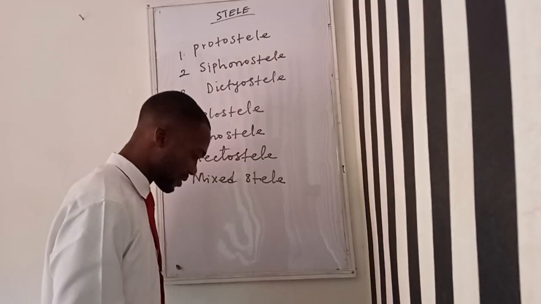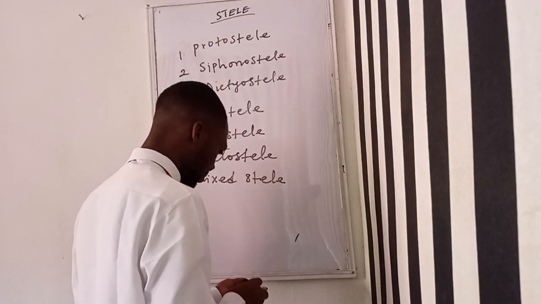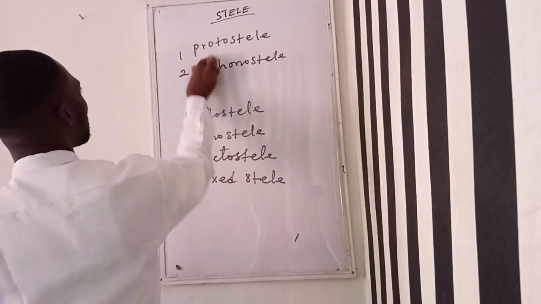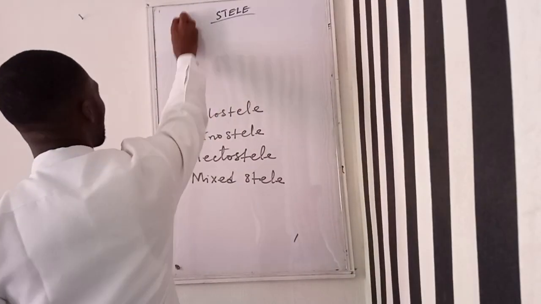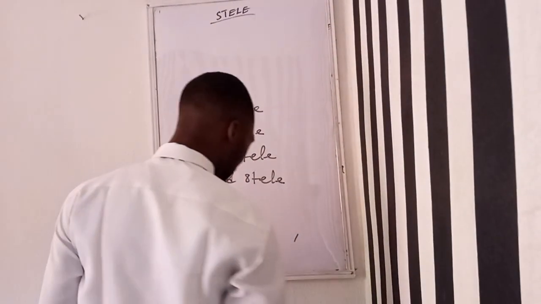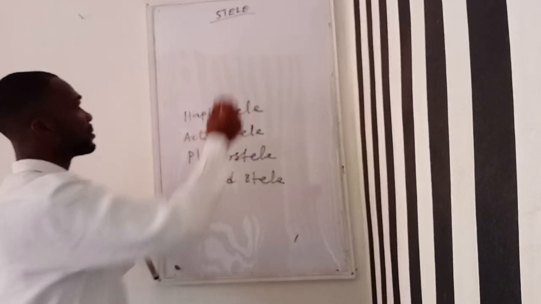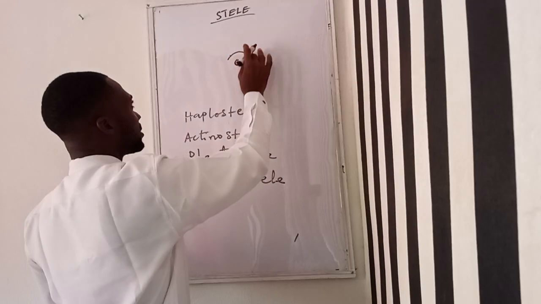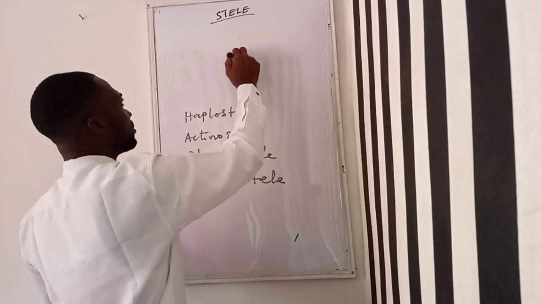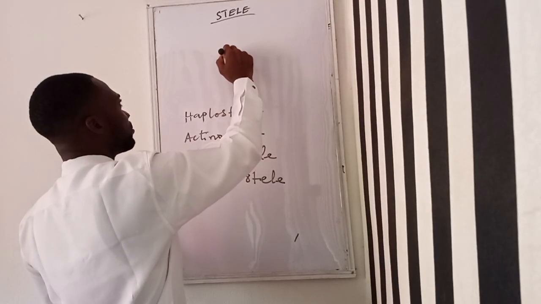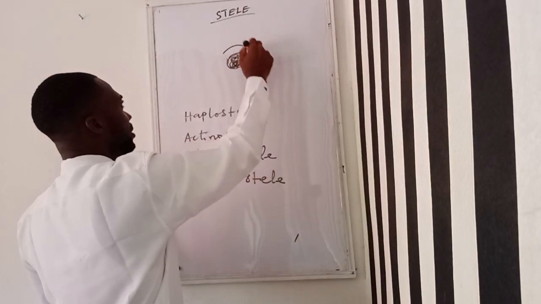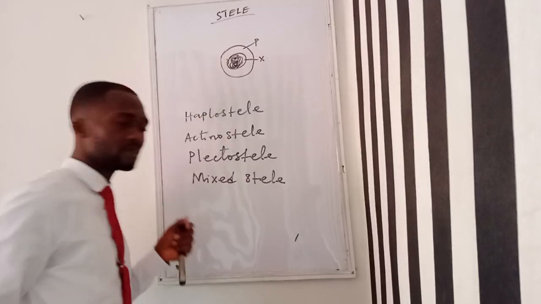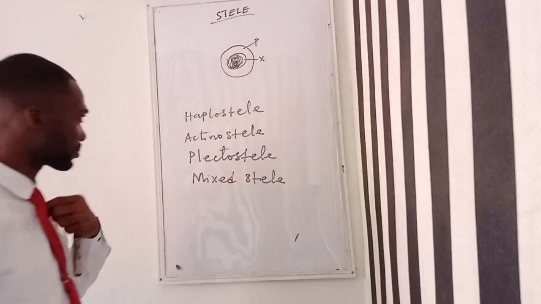The first one is haplostele. Haplostele still goes with the definition of the protostele because it is still part of it. In haplostele, the xylem forms the central column, then it is surrounded by the phloem. So this P is phloem, then this is the xylem.